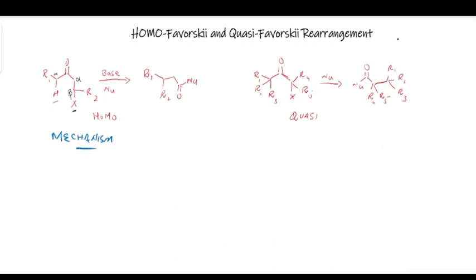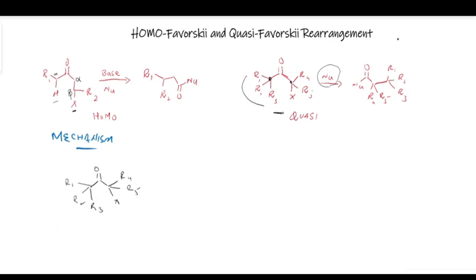So if you look at the starting material of this reaction, the Quasi Favorskii rearrangement, there is no alpha hydrogen on this side of the carbon, and you see there are three R groups attached to it. So there is no alpha hydrogen available for abstraction by a base, but we have a halogen at alpha position. So again, it's an alpha haloketone, but there is no alpha hydrogen to be abstracted by a base. So there is no point in using a base here. So you can see here we only have a nucleophile. So let's see how the mechanism works.